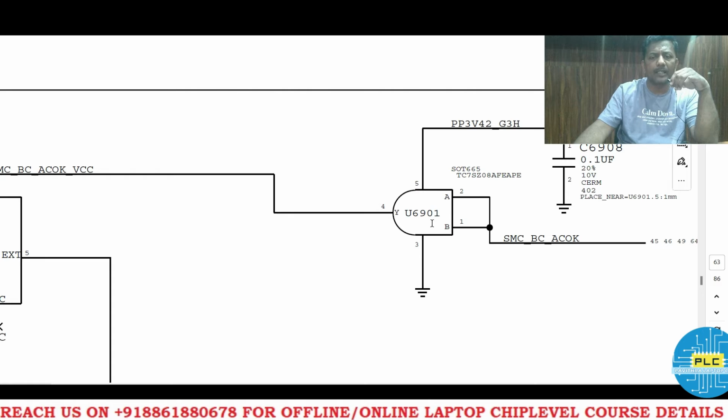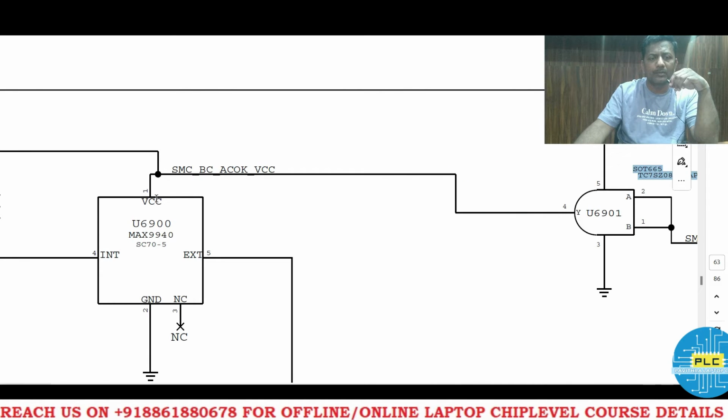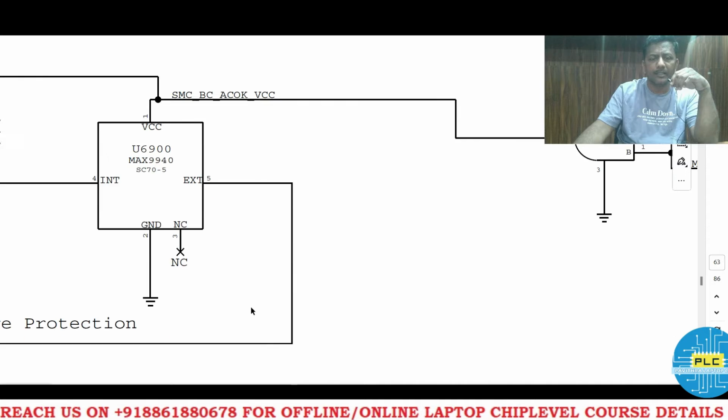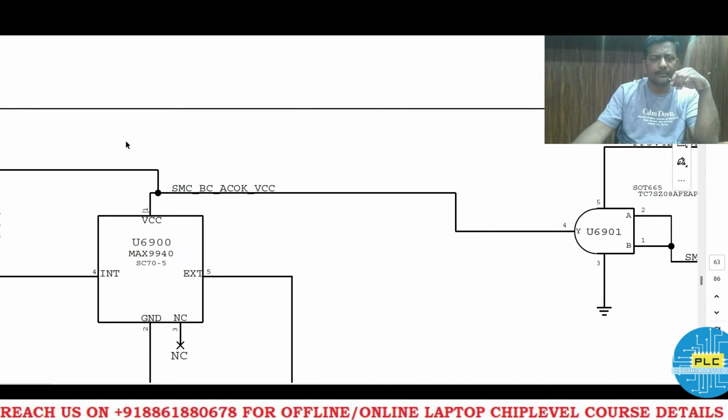This is AND gate U6901. It has 3 legs. The output will come as VCC to this protection IC. If there is no VCC, there will be no adapter ID. It won't work, it's like dead, right? Okay. Here we come to know what the DC jack section is.